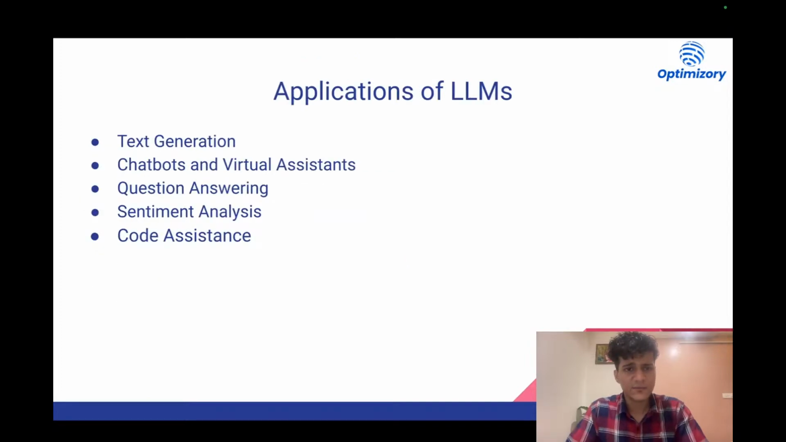Now let's understand a few applications of LLMs. These tasks are already possible in ChatGPT. First of all, text generation. When a user provides a simple and small text, for example, content generation. We can create blogs in ChatGPT. So text generation is one example.